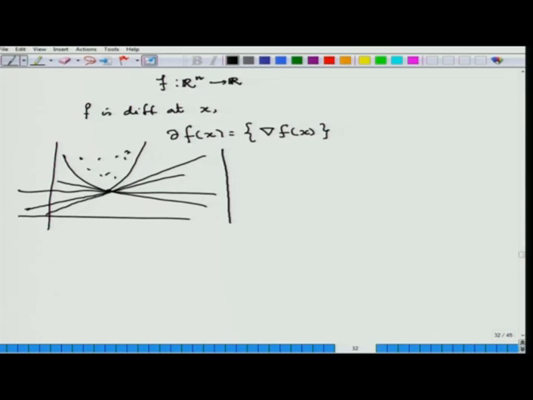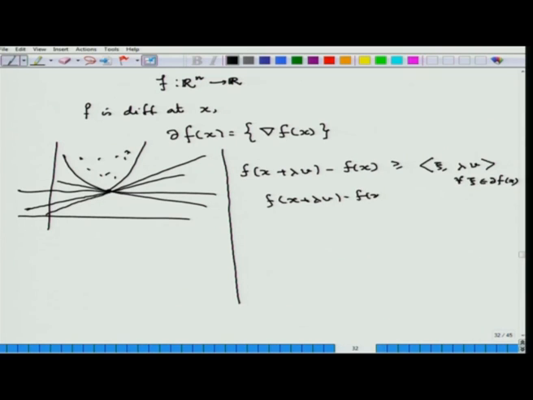Now, suppose I have a point x where the function is differentiable. Let us see: f(x plus lambda v) minus f(x) is greater than or equal to xi times lambda v, for all xi an element of del f(x). I am just writing the subgradient inequality. If I do so, now bring out the lambda: f(x plus lambda v) minus f(x) by lambda. Now, the function is differentiable.